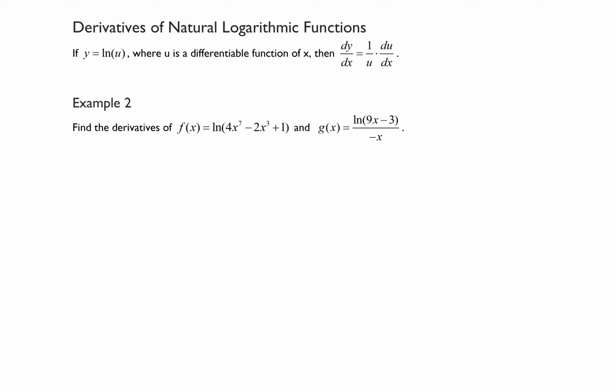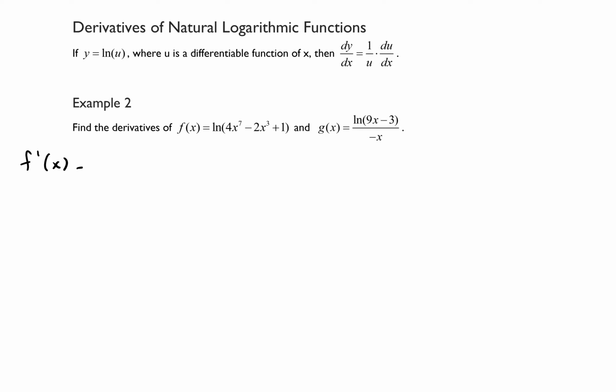Let's see some examples. So example 2 wants us to find the derivatives of f of x, which is equal to the natural log of 4x to the 7th power minus 2x cubed plus 1, and g of x, which is equal to the natural log of 9x minus 3 over negative x.